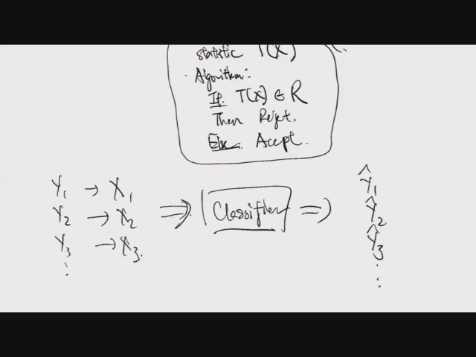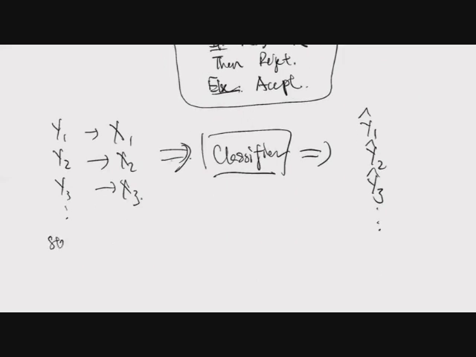And the standard setting, at least in theory, the standard assumption for classification is that these image-class tuples are always drawn i.i.d. from some distribution D, right? So this is the standard machine learning assumption.